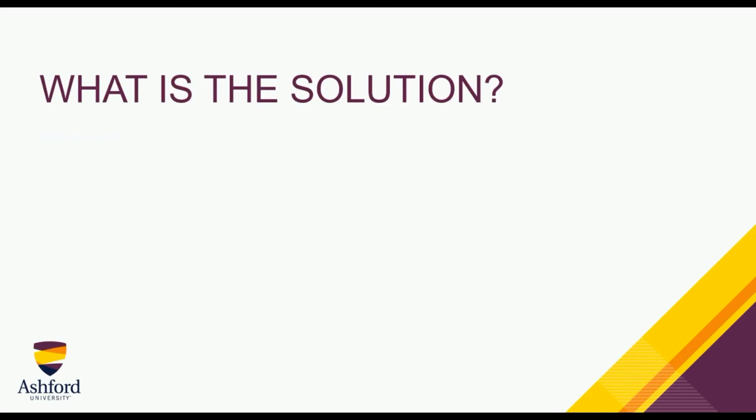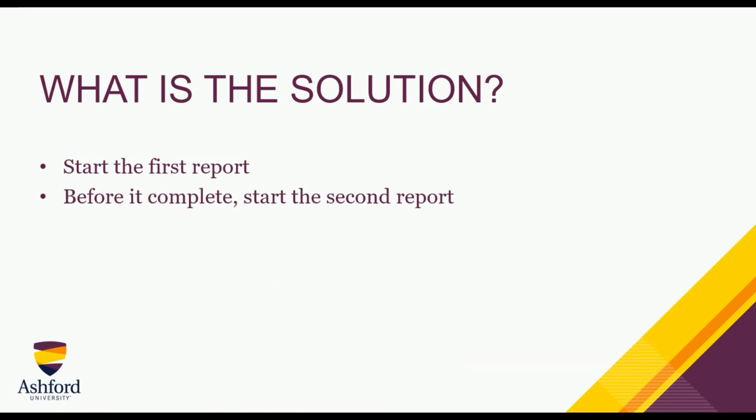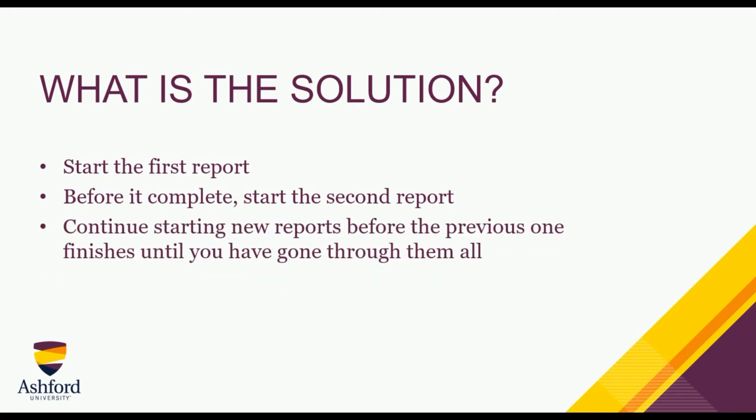Okay, so what is the solution? Well, you're going to start the first report, and I'll be showing this in a little bit. Before the first report completes, you start the second report. You continue starting new reports before the previous one finishes until you've gone through them all. So in other words, the Turnitin reports are generated in the background. And you don't have to wait for one to finish.